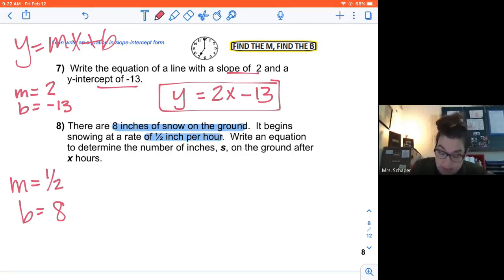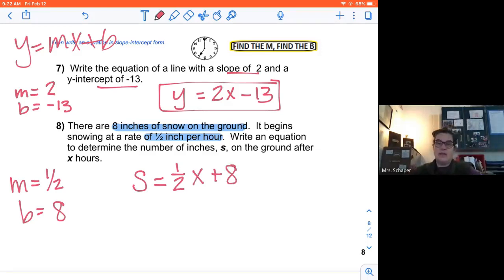So determine the number of inches of snow for x hours. So the snow is equal to 1/2 inch per hour plus the 8 that we already have. Looking for my rate of change, looking for my beginning amount. Okay.